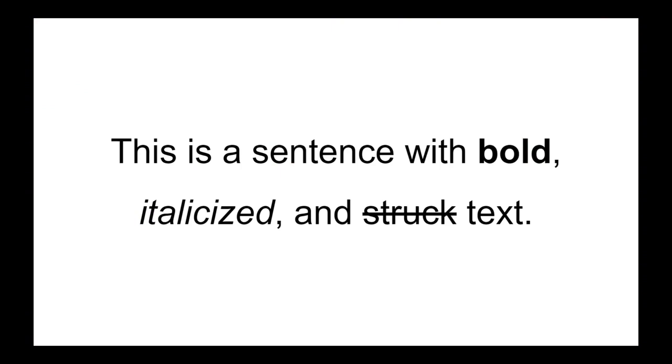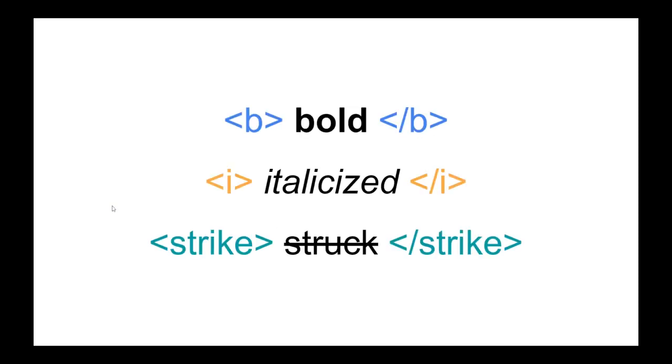A common accessibility error that causes issues for non-sighted users with screen readers is the lack of appropriate tags that provide emphasis or special meaning to phrases, such as bold, italics, and strike-through formatting. Here is a sentence with bold, italics, and struck text. Behind the displayed text is HTML code that tells the browser to display specially formatted text.